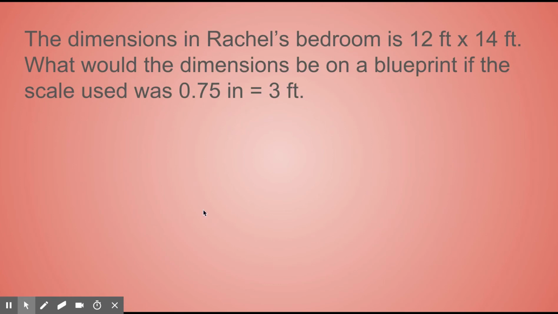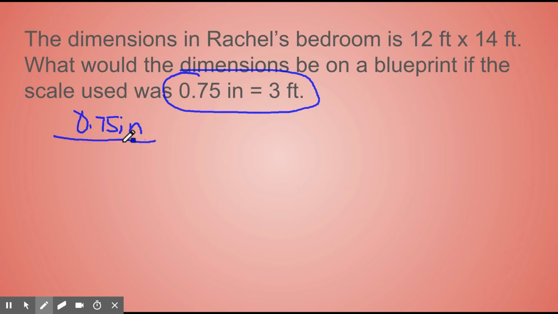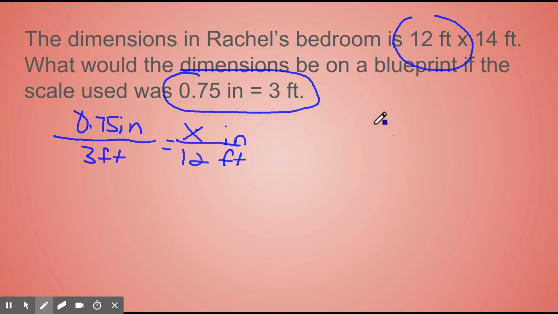So here's the second one. So it says the dimensions in Rachel's bedroom is 12 feet by 14 feet. What would the dimensions be on a blueprint if the scale used was 3/4 of an inch is equal to 3 feet? So again, there's my starting point. So here's the scale they gave us. The model is 3/4 of an inch is equal to 3 feet. And in this case, they're giving us feet, right? Because if I do inches to feet, I have to do inches to feet over here. So the 12 is actually going to go in the denominator. And then here's my second one. So again, 3/4 of an inch is equal to 3 feet.